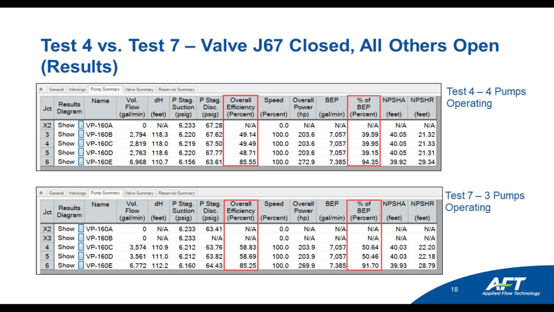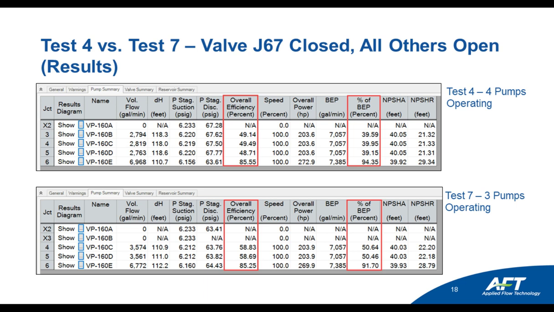For the 4 pump operating scenario, our overall efficiency is around 50% for 3 of them, and then the percent of BEP is 40%, really, really low. Simply by closing off that crossover valve, we take the proximity of BEP from 40% up to 50%. That's a significant increase that's going to result in a lot better reliability than it was operating at before.